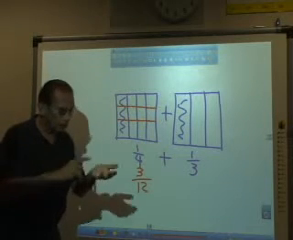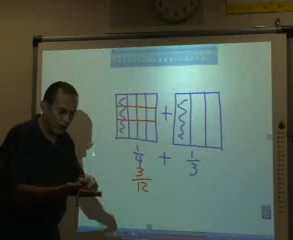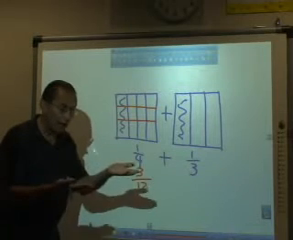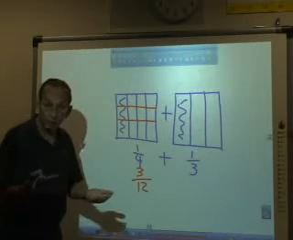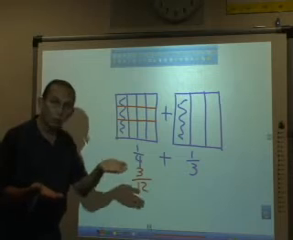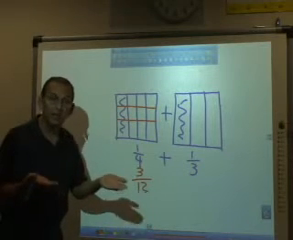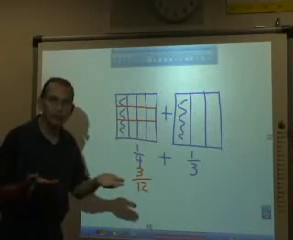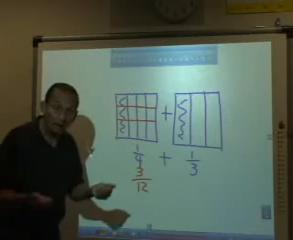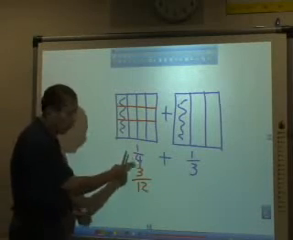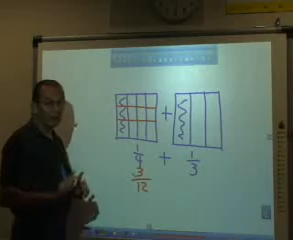To give you an illustration, if I had 2 quarters in this hand and 5 dimes in this hand, I'd have 50 cents in this hand and I'd have 50 cents in this hand. Now, do 2 quarters look different than 5 dimes? Yes. But are they the exact same amount of money? Yes. 1/4 and 3/12 are exactly the same.